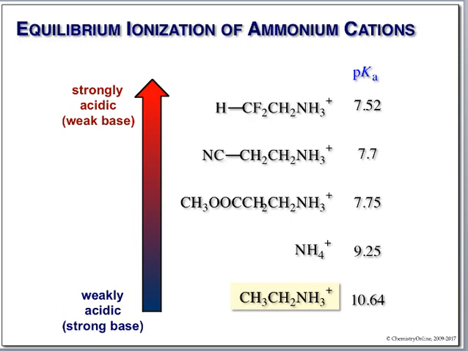Anything that stabilizes the positive charge is going to make it a stronger acid. So here we have electron withdrawing groups, and pKa for difluoroethylamine is about 7.5. Here we have cyano, here's an ester. All of these are fairly strong acids. They're still all above 7, but they're much more acidic than the basic amine. The bottom line here is that amines are basic. Any questions?